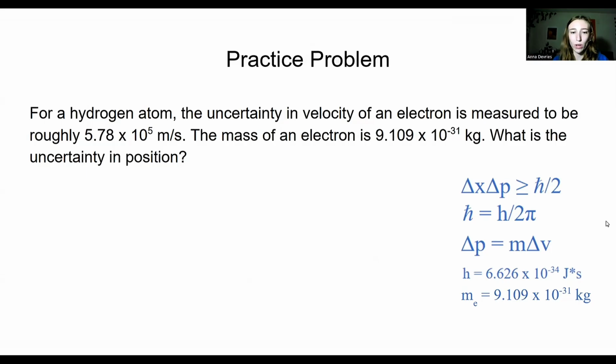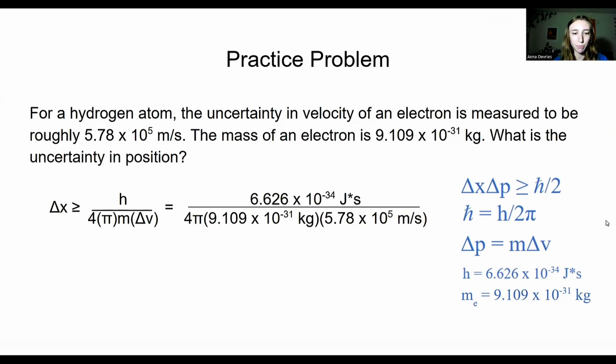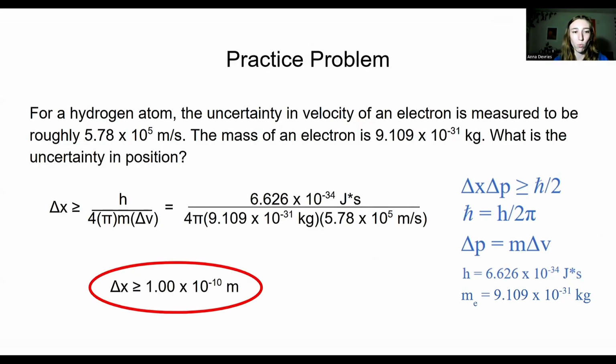So first, we have to plug in h over 2 pi for h bar. Then we can substitute in m times delta v for our momentum. Now we simply rearrange the equation to solve for our delta x, plug in our values, and solve it. So the answer that you should have gotten for our uncertainty in position is 1.00 times 10 to the negative 10th meters. This value is roughly the diameter of a hydrogen atom. This makes sense in the context of atomic orbitals because we don't know the exact position, but the uncertainty principle can help calculate the probability of where it might be.